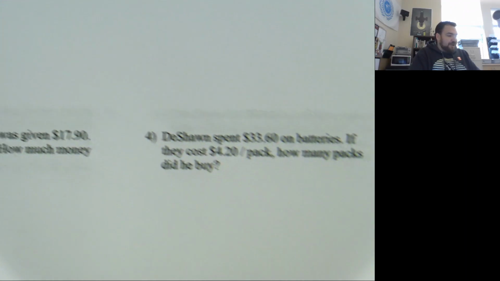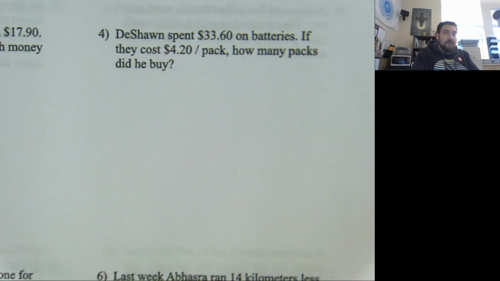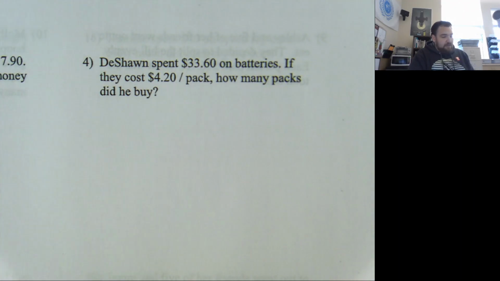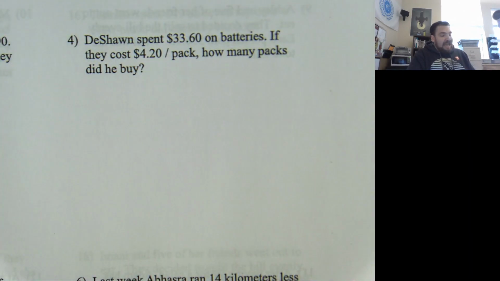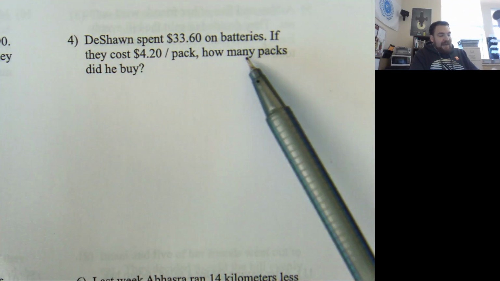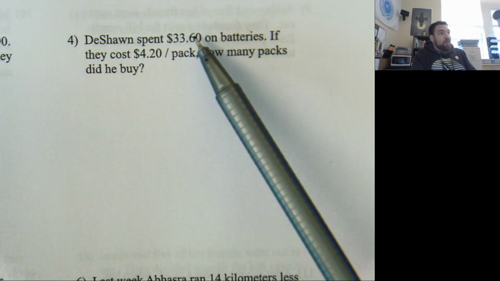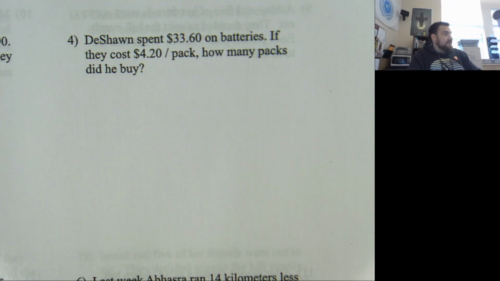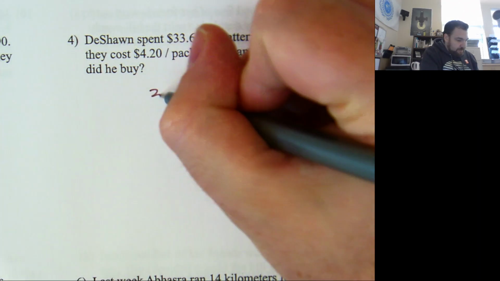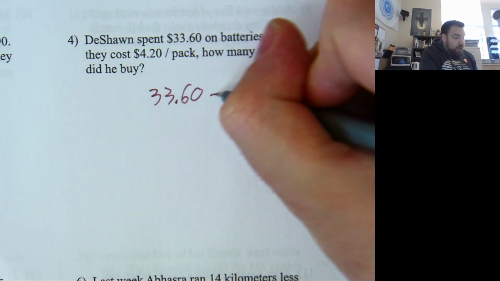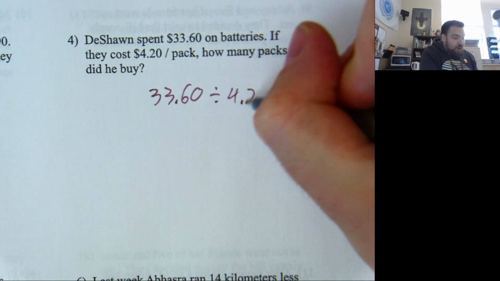Okay, let's slide over here to question 4. Deshaun spent $33.60 on batteries. If they cost $4.20 a pack, how many packs did he buy? How does anyone recall how you go about finding the number of packs, or the number of objects of something given the price per object and the total amount of money spent? Alex, you divide what by what? Yeah, you divide the total amount spent by the cost per object.